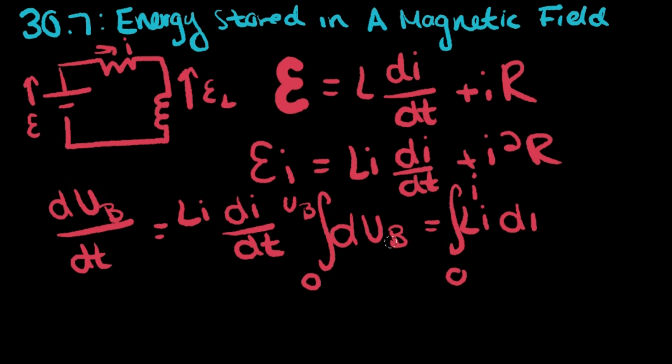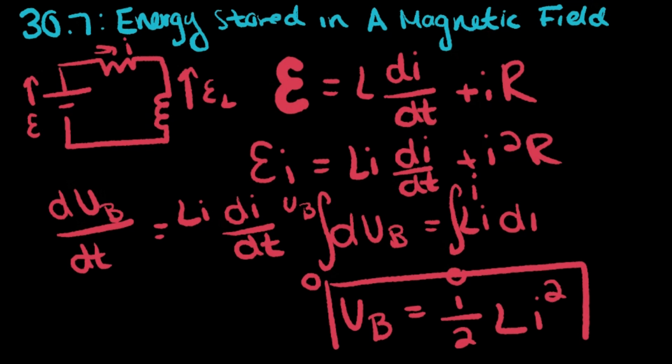So after we integrate this, we'll have the potential energy is equal to, and we can use the u to the n du rule here, so we'll have 1/2 L I squared, and that will give us the potential energy that will be stored by an inductor carrying a current I.